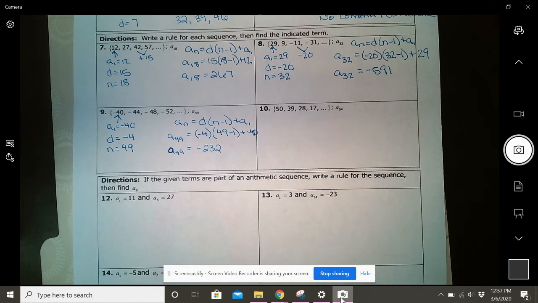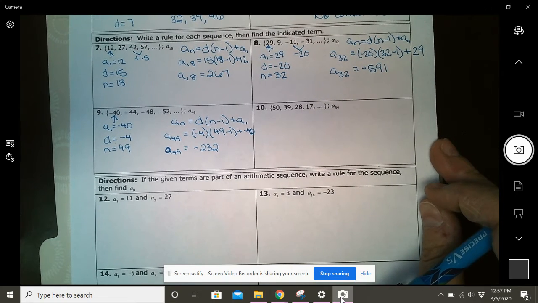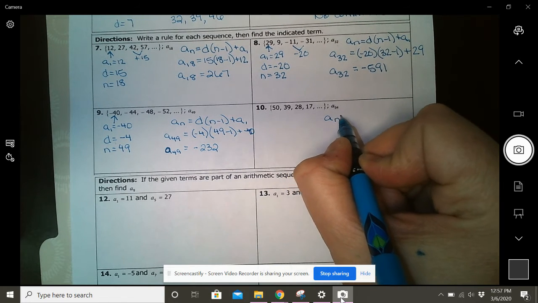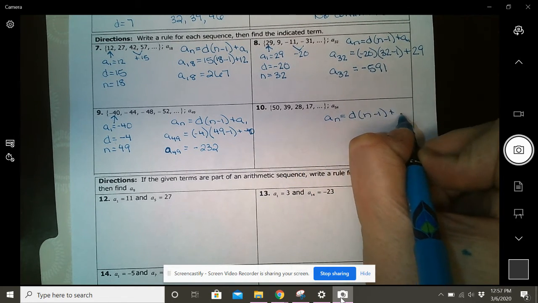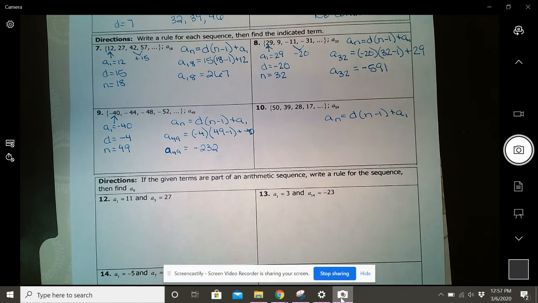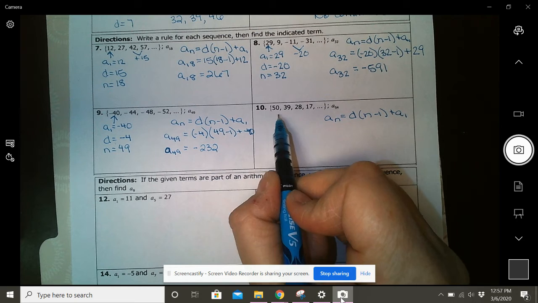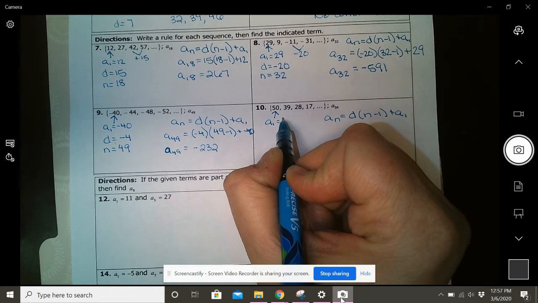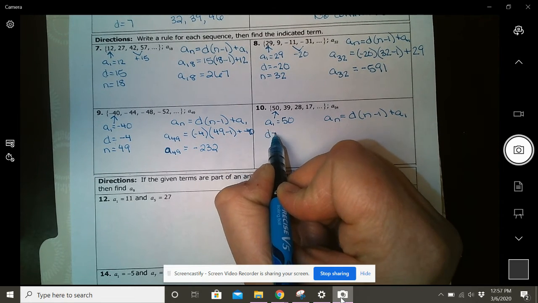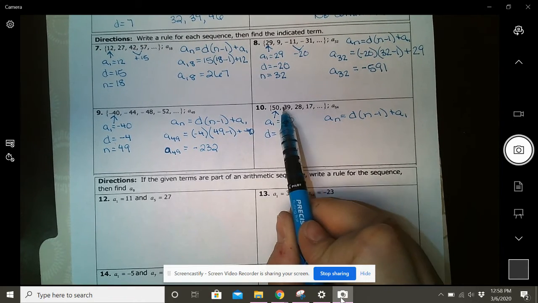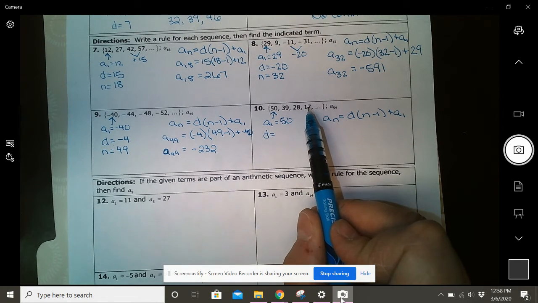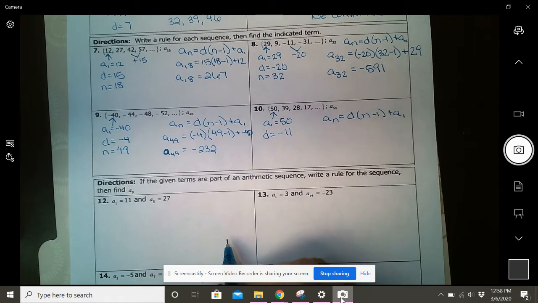Okay, here's my final practice problem for you. Hopefully you're getting the gist of things at this point. There's the formula I'm filling out. I use the list to find all the parts to the formula here. 50 is the first term, so that is the a sub 1 value. D is the common difference, so I need to figure out what's being added or subtracted between each term. So to go from 50 to 39, or 39 to 28, or 28 to 17, I'm subtracting 11 each time.